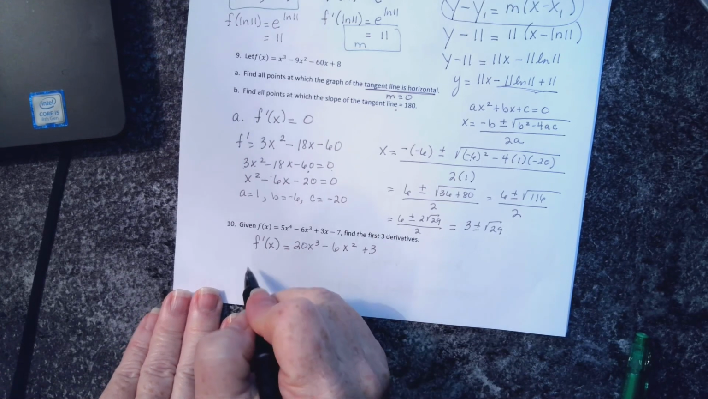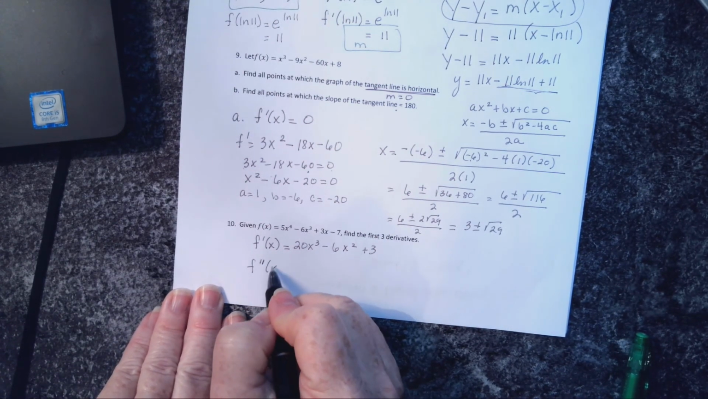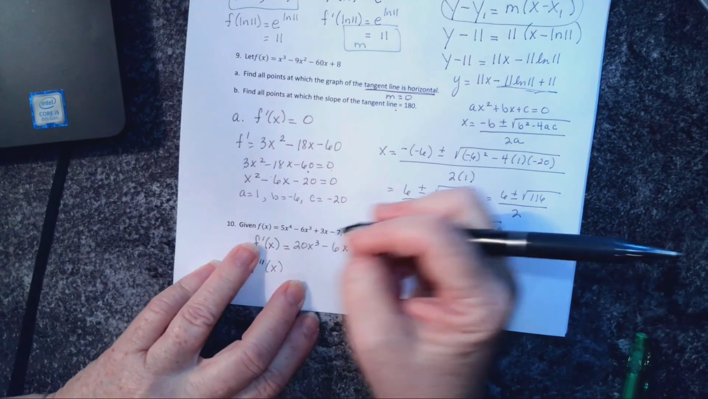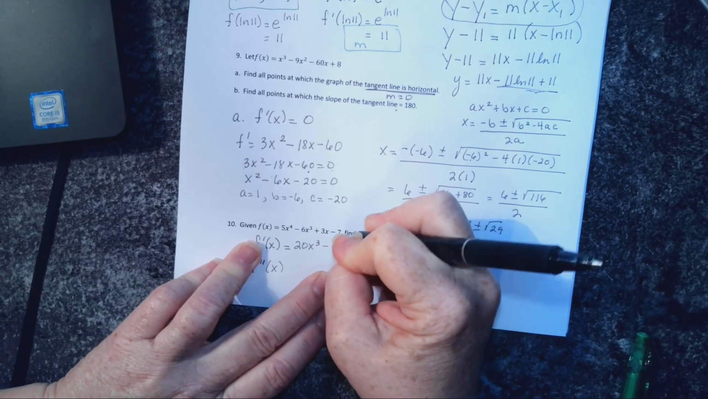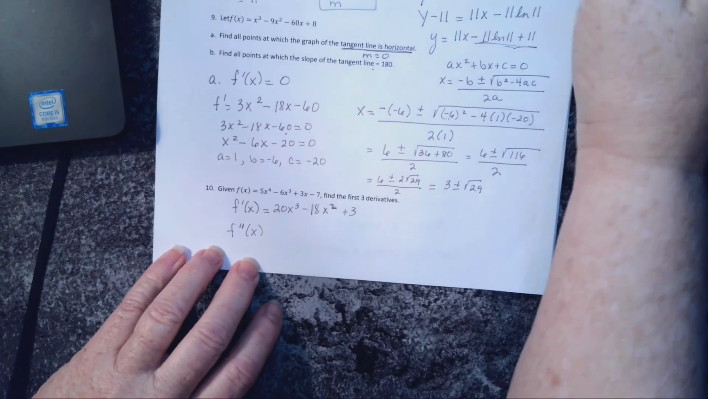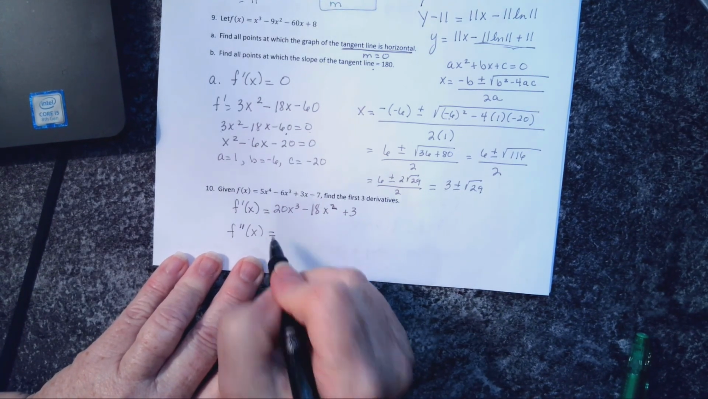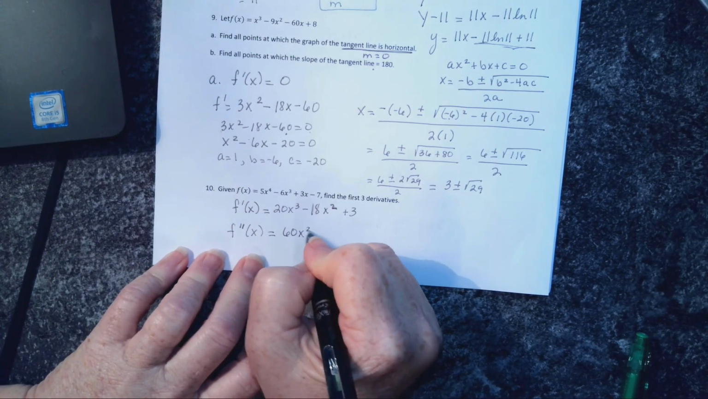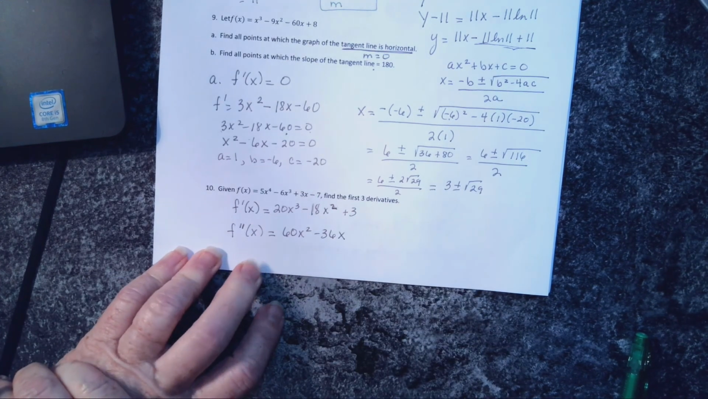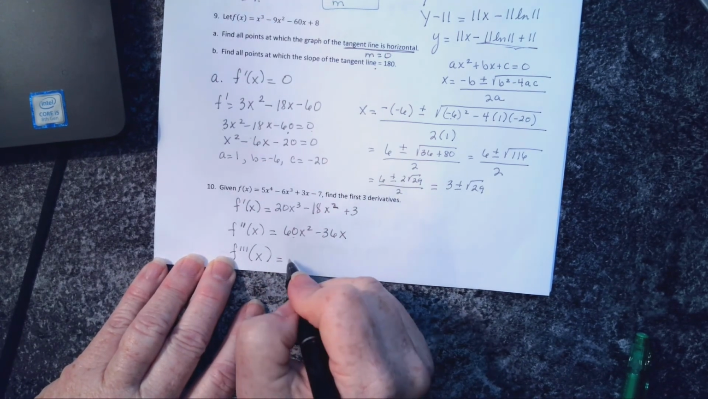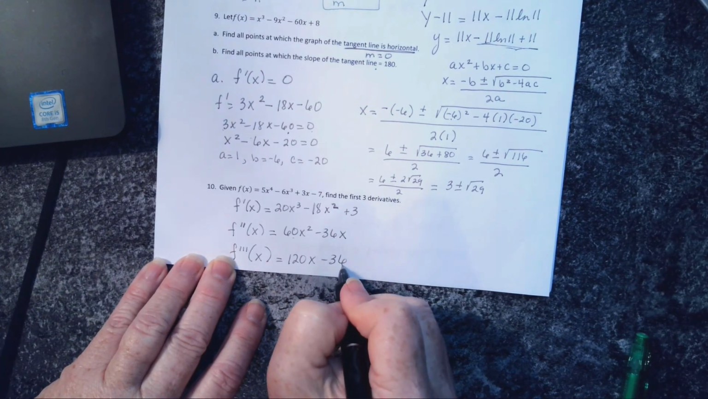And our second derivative, so I'm going to have two little apostrophe or derivative mark primes. Oh, that's a cube, isn't it? Yes. I did that on purpose, you know. Just kidding. Okay, so what would be our second derivative? 60x squared minus 36x. And our third derivative would be 120x minus 36.